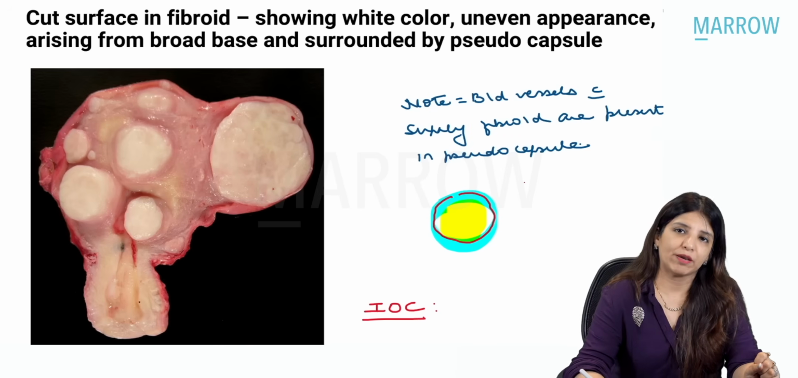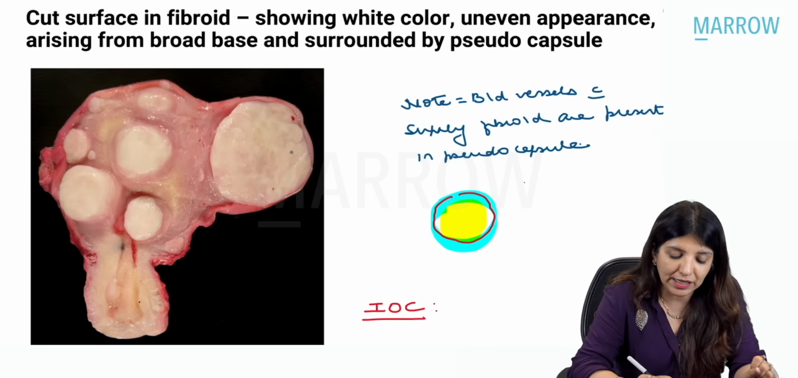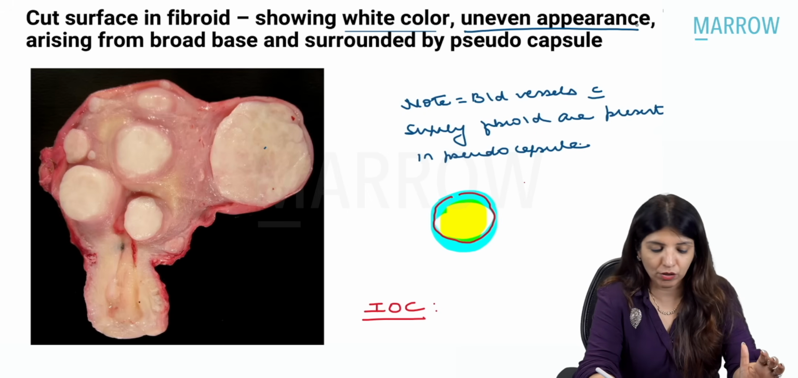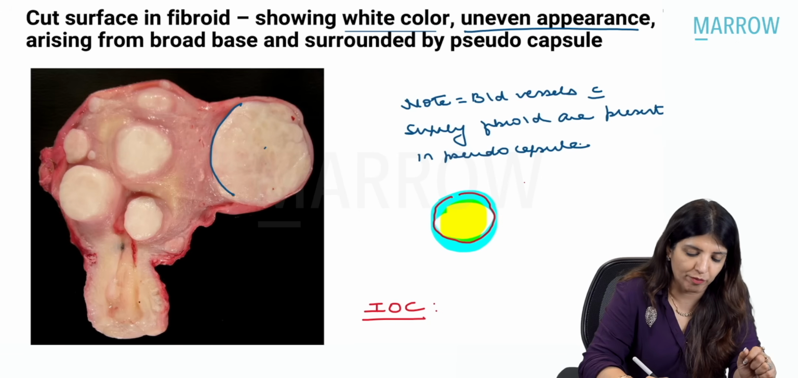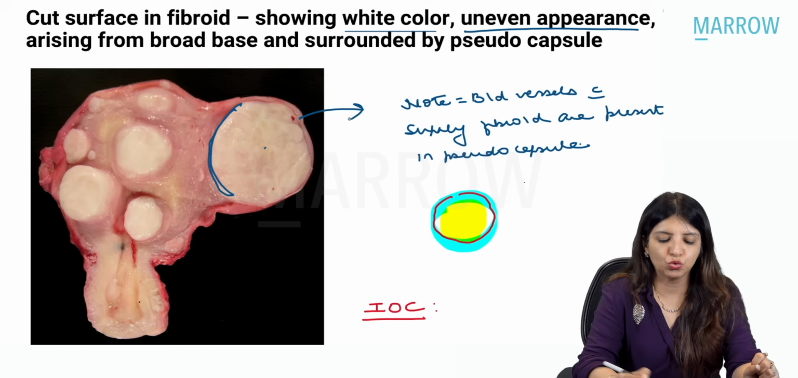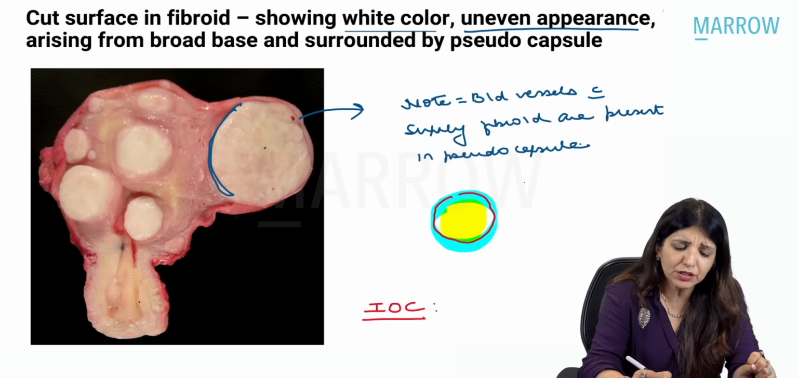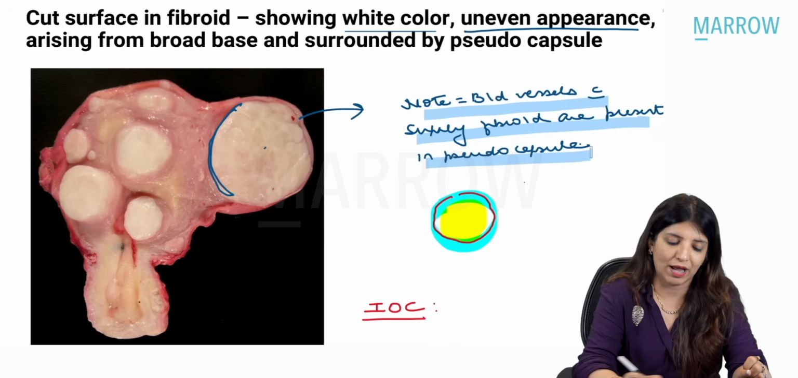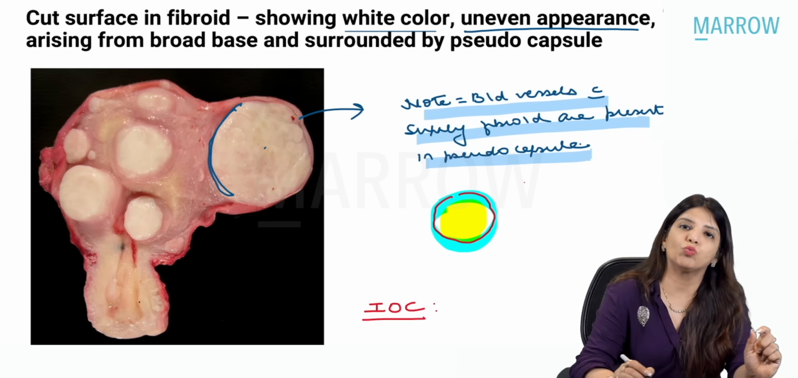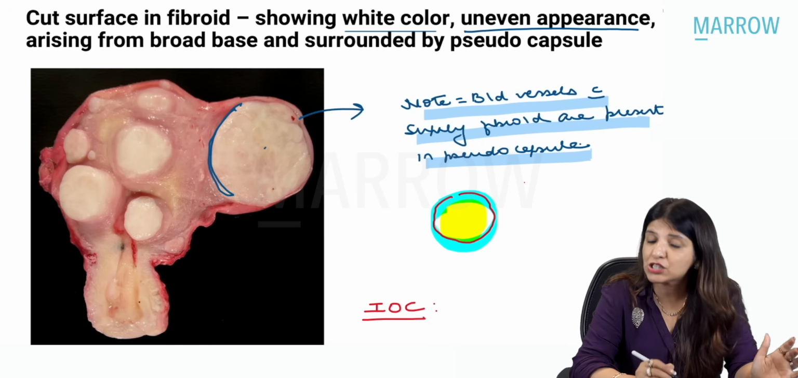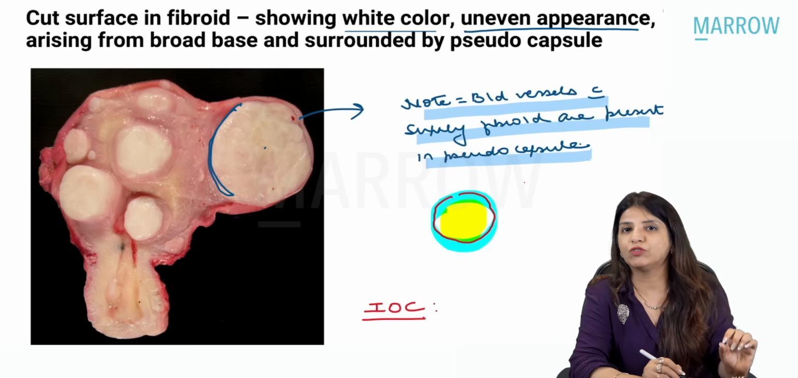Now coming to a fibroid. How does a fibroid appear? So the cut surface of a fibroid, please see, it is always white in color. It shows you a whorled appearance or an uneven appearance. It arises from a broad base, and always a fibroid is surrounded by a pseudocapsule. Please remember, the blood vessels which supply the fibroid are present in the pseudocapsule. That is why the most vascular part of the fibroid is the pseudocapsule or the periphery, and the least vascular part is the center of the fibroid.